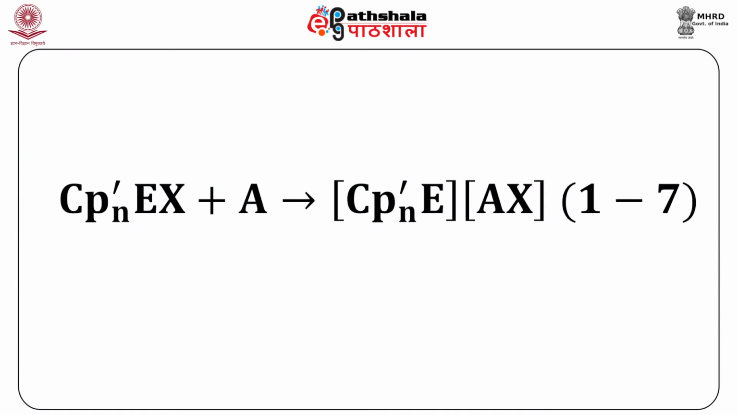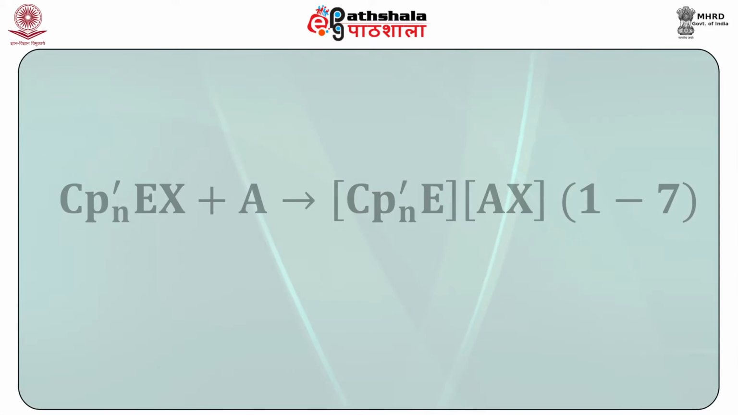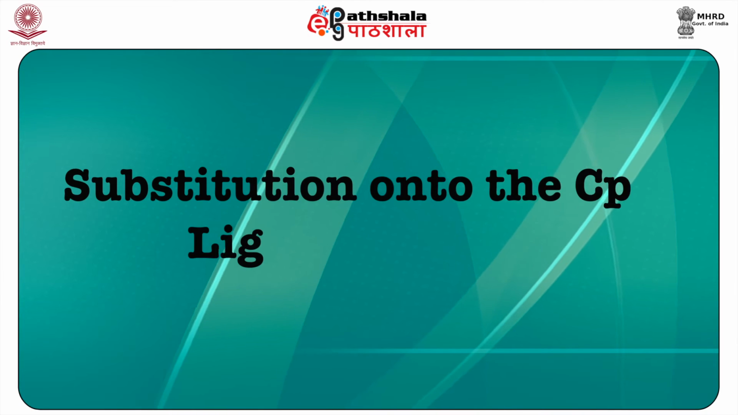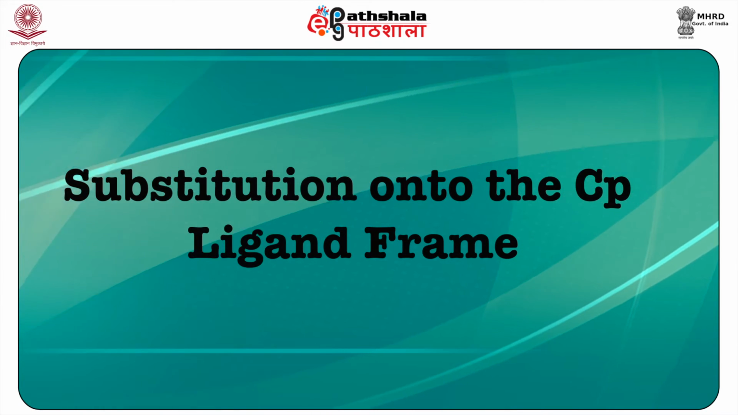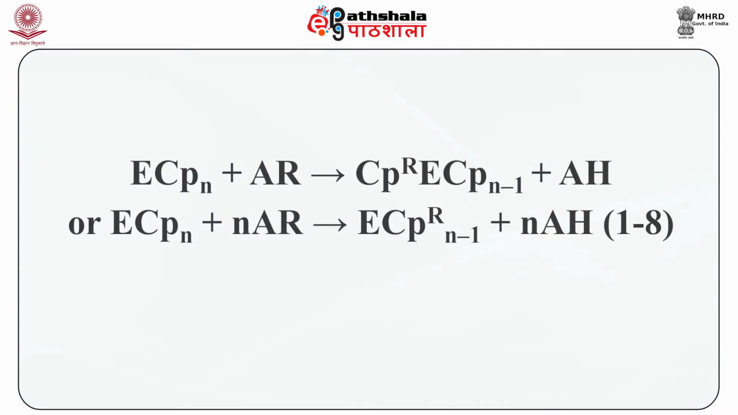The equations are shown to you here. The procedure is used for the formation of half sandwich complexes in which n is equal to 1 of boron, germanium and tin, and the sandwich complexes in which n is equal to 2 of arsenic, antimony and bismuth. The next method describes the substitution onto the Cp ligand frame. As you can see, the equations are shown to you here.